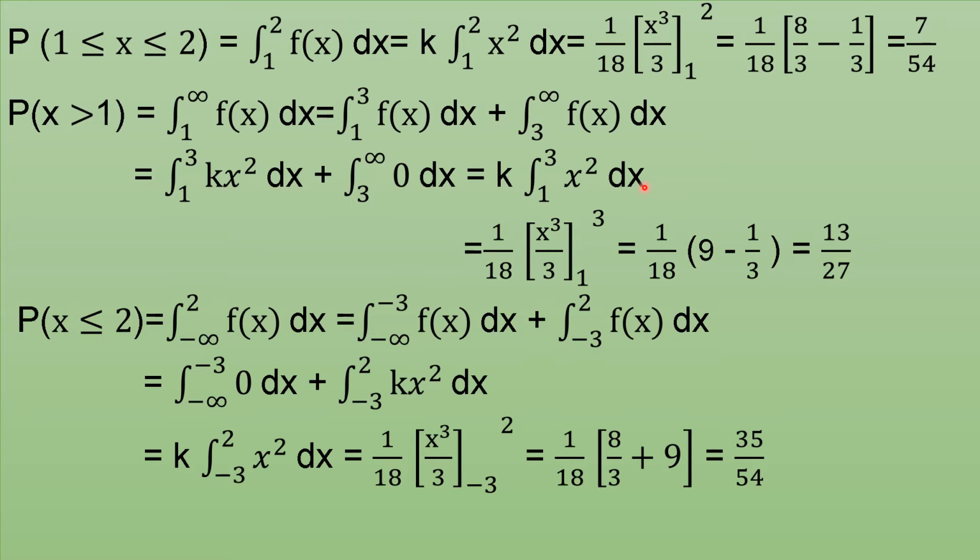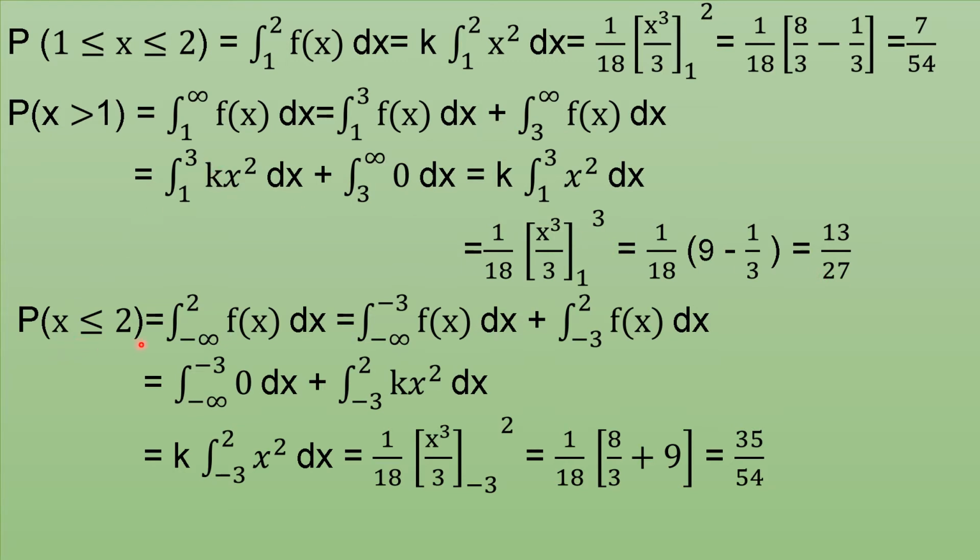K into integral of x square with respect to x from 1 to 3. K is 1 by 18. Integration of x square is x cube by 3. Difference at the upper limit 3, lower limit 1. So 1 by 18 into 3 cube is 27 by 3 means 9, minus 1 by 3. 9 minus 1 by 3 which is 26 by 3. So 1 by 18 into 26 by 3 will give you 13 by 27.